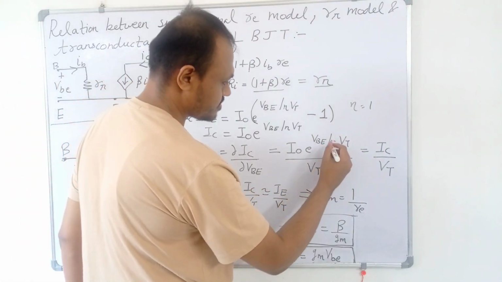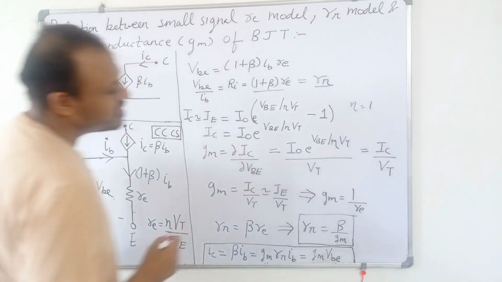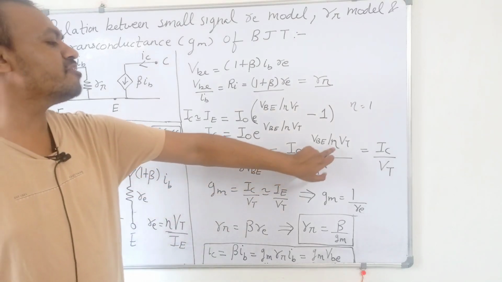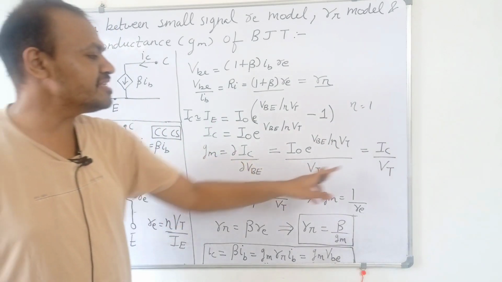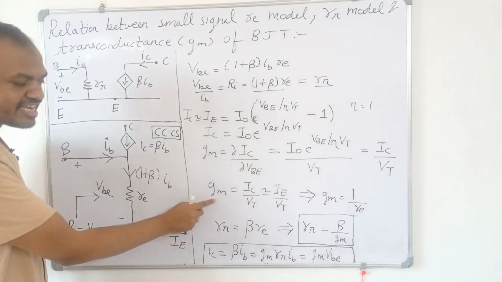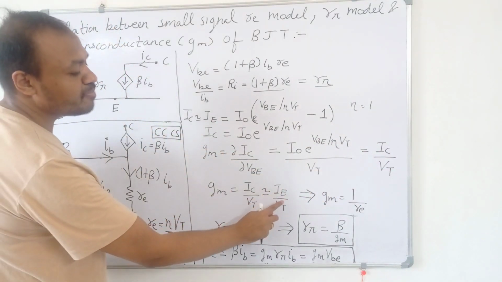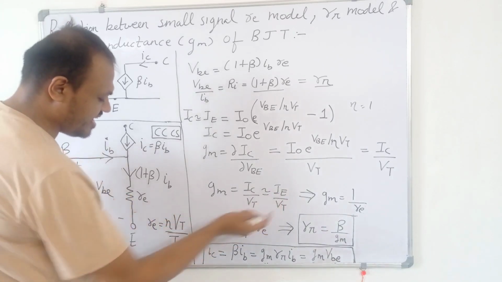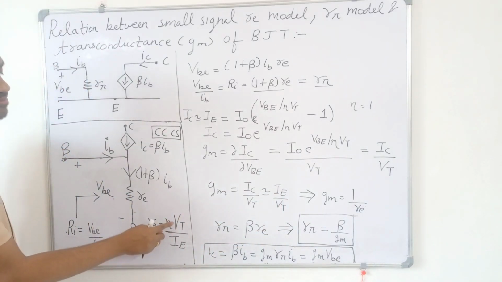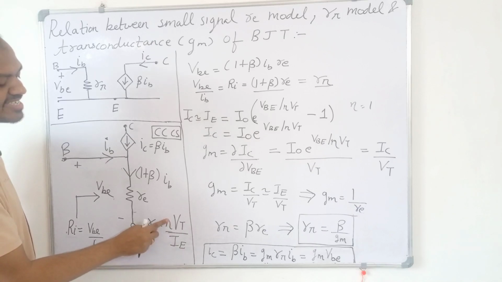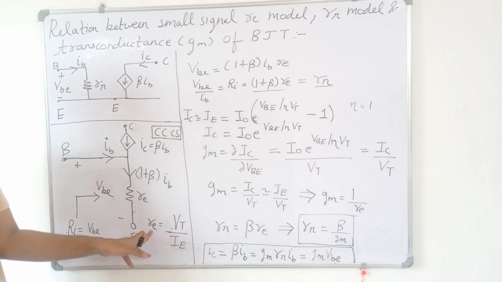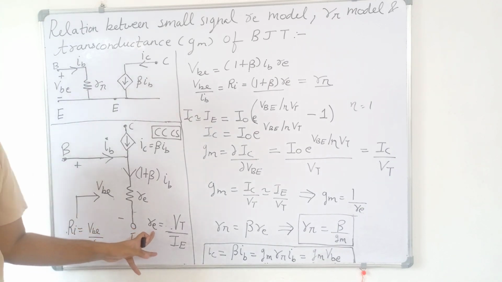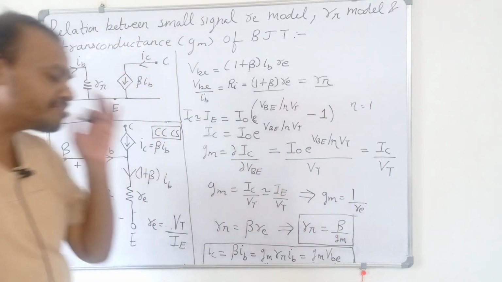This I naught e to the power VBE upon eta VT is equal to IC. So IC upon VT. So gm is equal to IC upon VT, approximately equal to IE upon VT. And VT upon IE, since eta is approximately 1 so it can be removed, is the emitter AC resistance re. So gm is equal to 1 upon re.